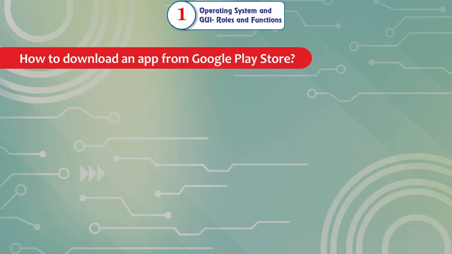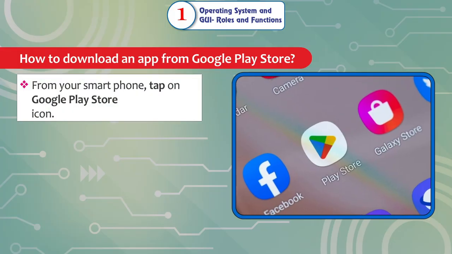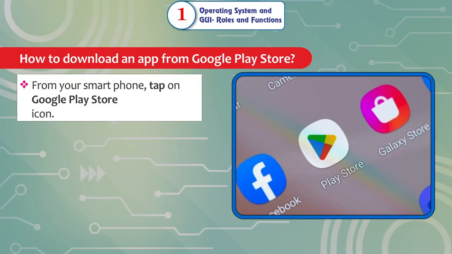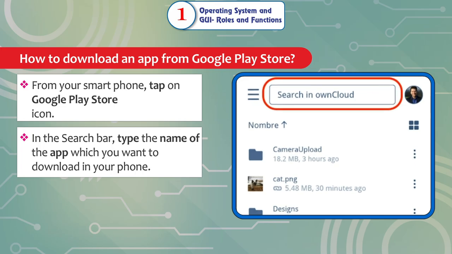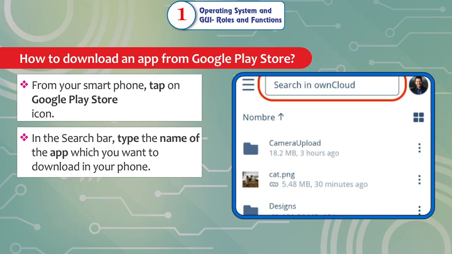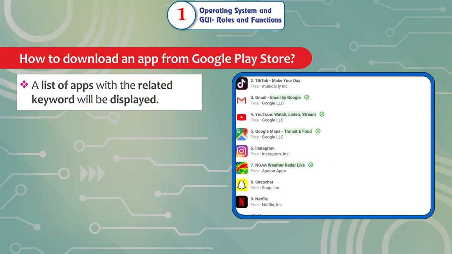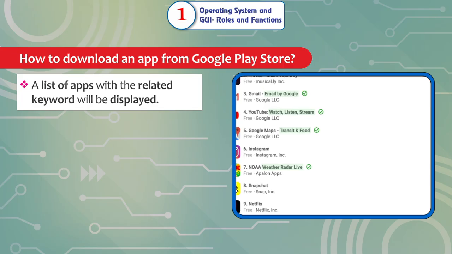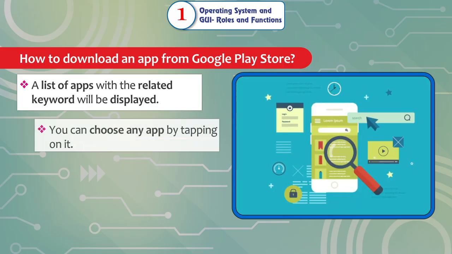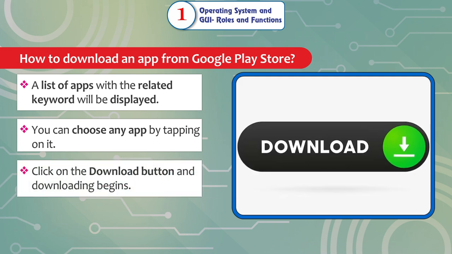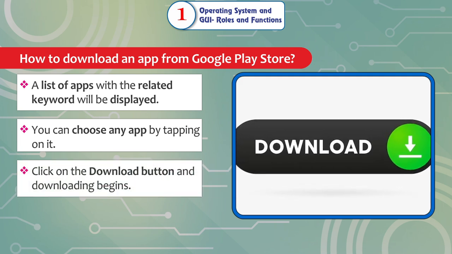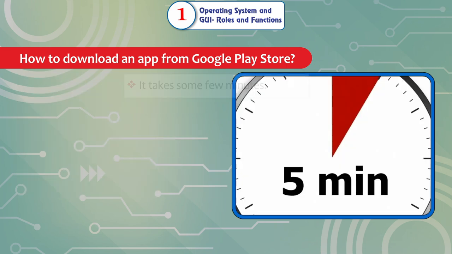How to download an app from Google Play Store. On your smartphone, tap on the Google Play Store icon. In the search bar, type the name of the app which you want to download on your phone. A list of apps with the related keyword will be displayed. You can choose any app by tapping on it. Click on the download button and downloading begins.